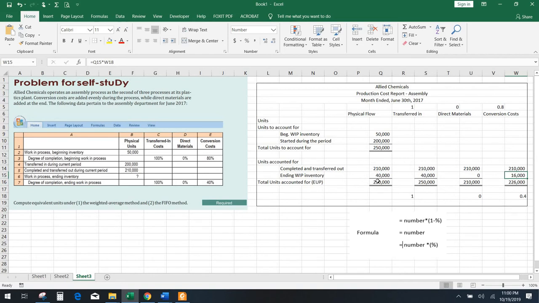And then once you get that equivalent unit, as you know, we'll go on to calculate the costs. And I'll probably do a third video where we go through the entire process.